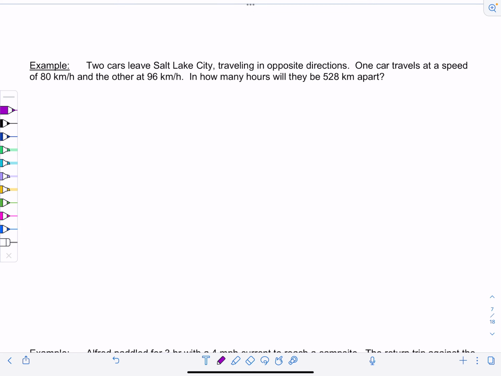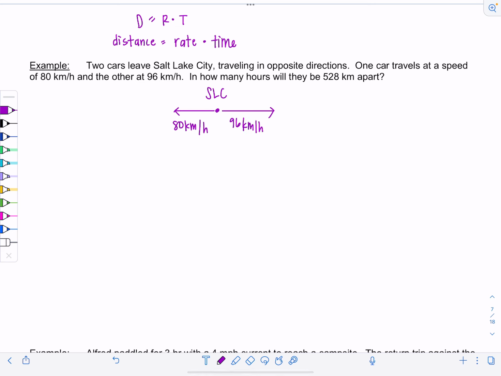So to set it up, I do like to make a table for these problems. And remember, we have the relationship that distance equals rate times time. Distance, you have to memorize that. That's not going anywhere. Equals rate times time. Okay, so here's what's going on. We've got Salt Lake City and 2 cars leave at the same time going in opposite directions. One is going 80 kilometers per hour and the other one's going 96 kilometers per hour. And they want to know in how many hours will this distance here be 528 kilometers. How long is that going to take?